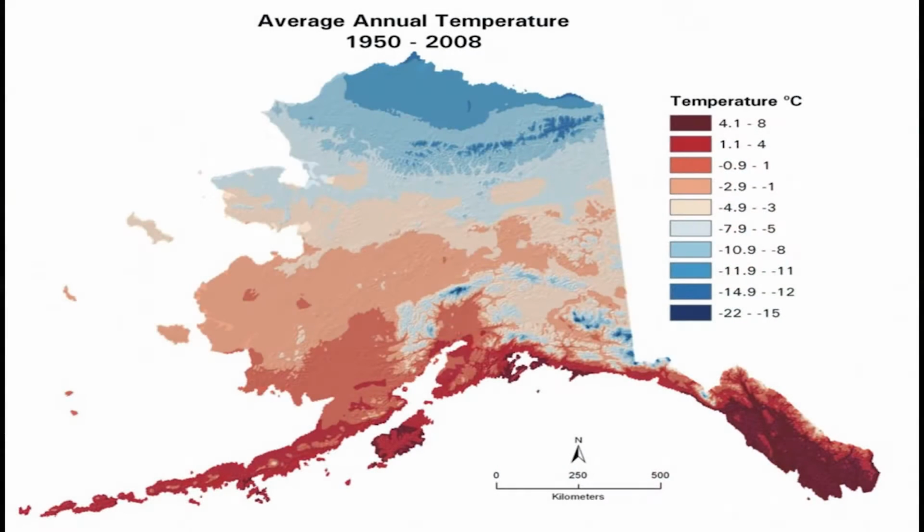So maps are another kind of model, right? Maps. Here's a map that SNAP produced that shows average temperatures across Alaska. Maps are another type of model, right? That we see every day. Exactly, and we produce a lot of maps at SNAP.